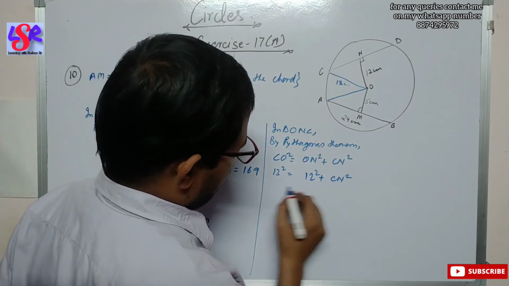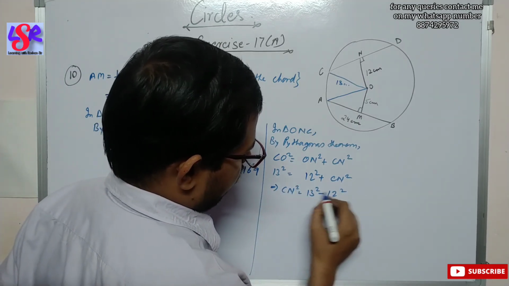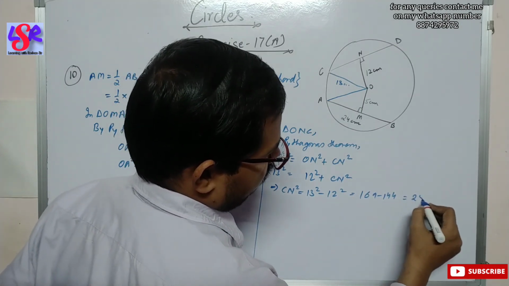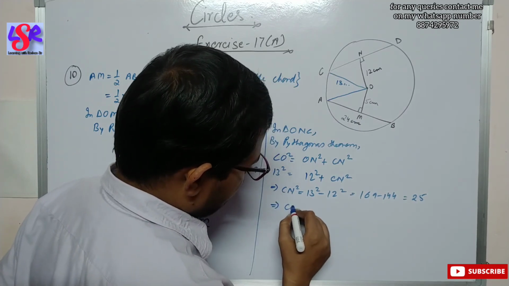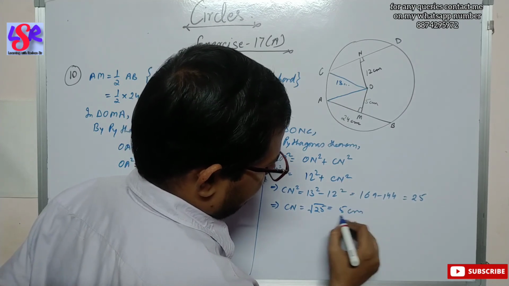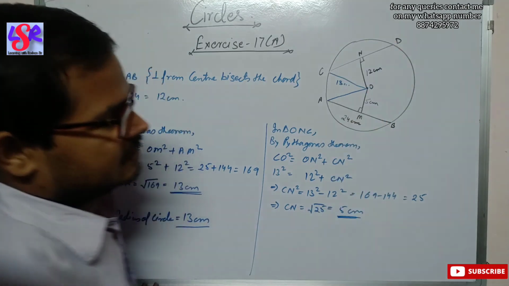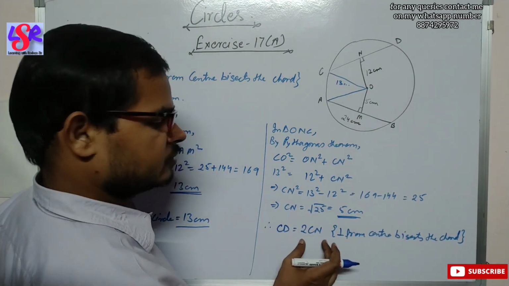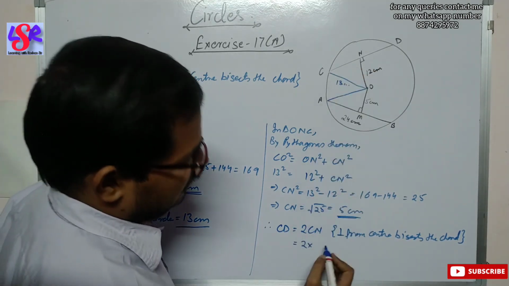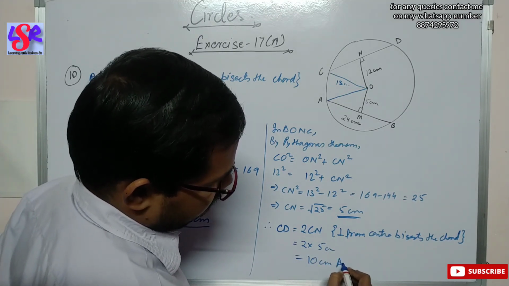CO we have been given, that is 13 square, equals ON we have been given 12 square plus CN we have to calculate, and therefore CN square equals 13 square minus 12 square, and this will be 169 minus 144, and that will equal 25, and therefore CN equals the square root of 25, which is equal to 5 centimeter. And now the CD will be twice of CN as the perpendicular from the center bisects the chord. So here CD equals twice of CN, and here we get 2 into CN we have calculated as 5 centimeter, and that is equal to 10 centimeter as the answer.